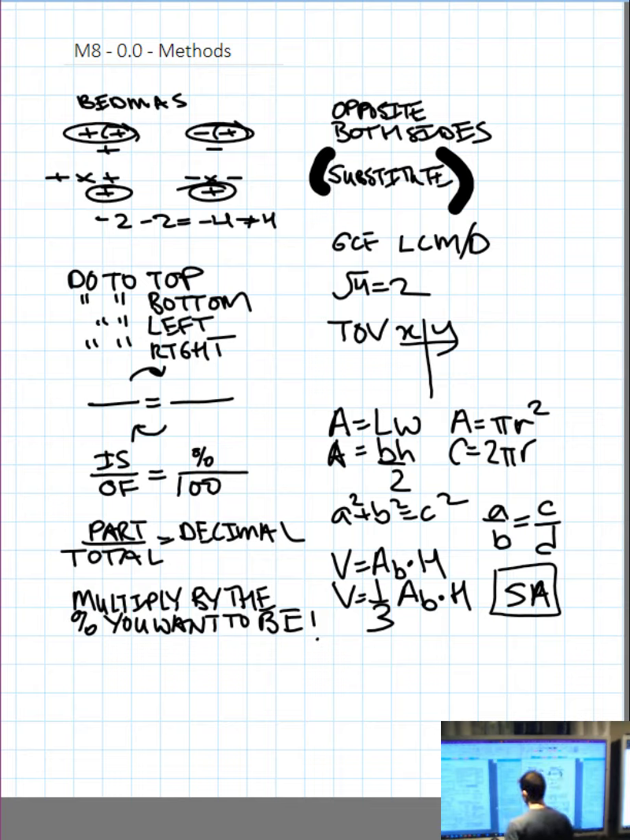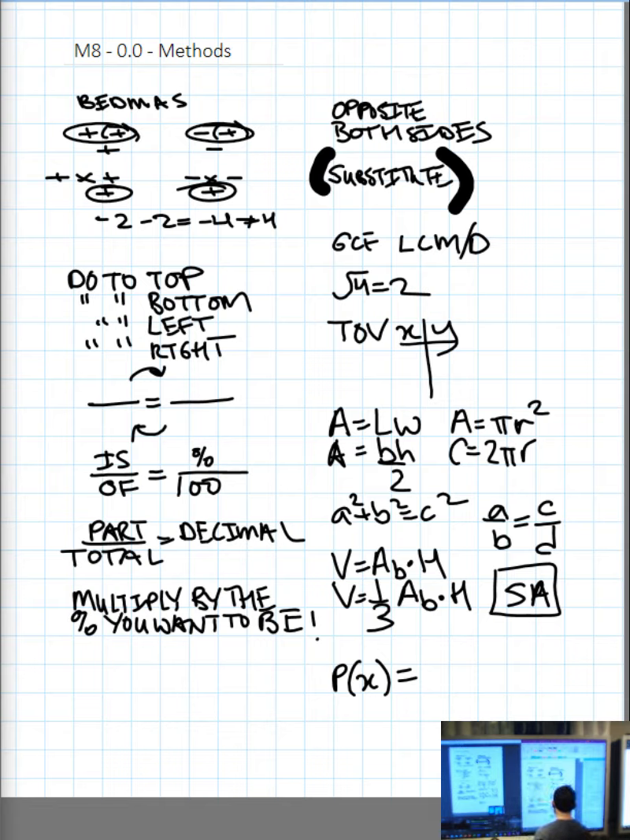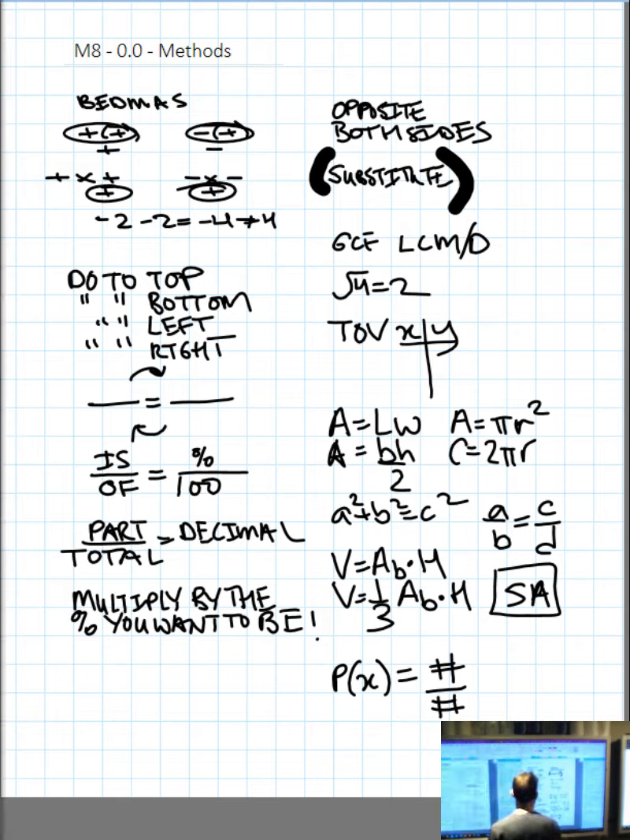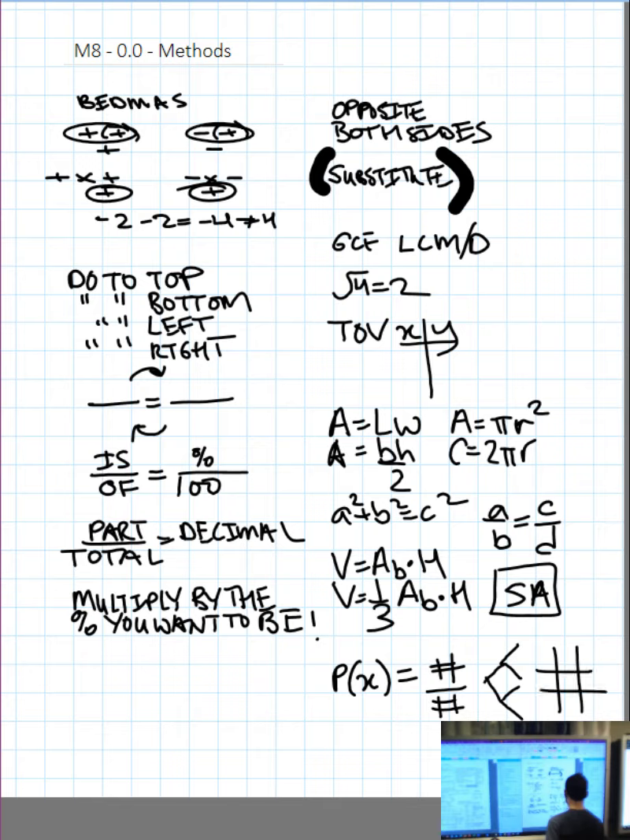Then we work through probability, where the probability of X occurring is just the number of outcomes over the total number of outcomes. The number of desirable outcomes over the total number of outcomes. And we're going to do methods like a tree table and filling out tabular formats.